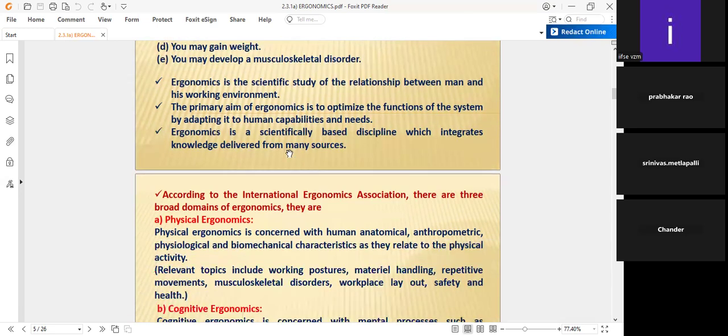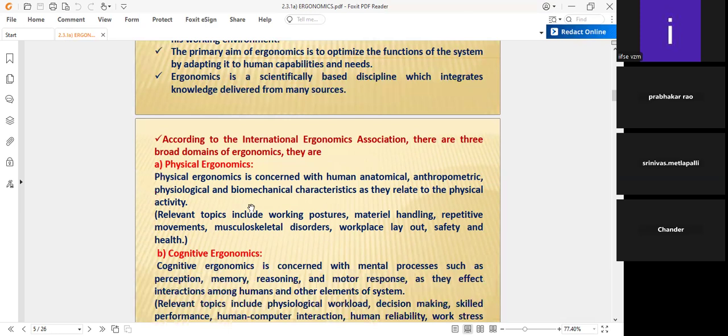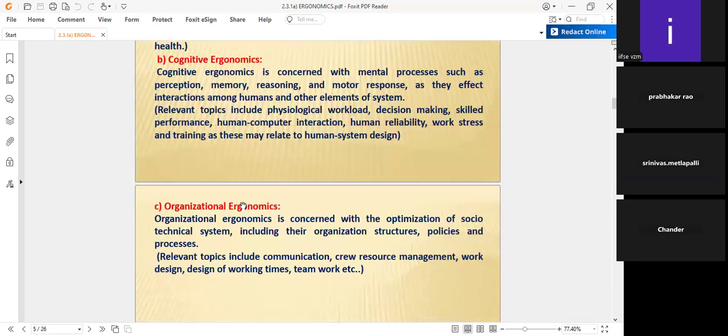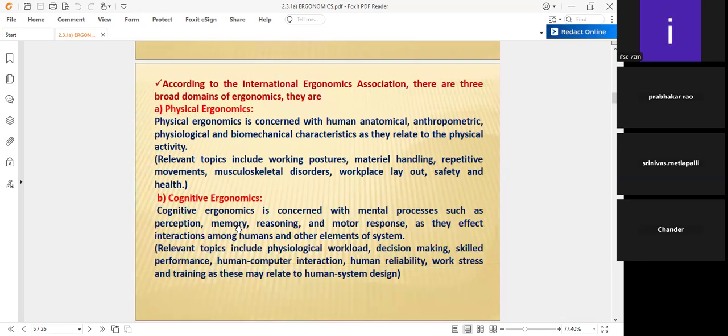According to the International Ergonomics Association, that means IEA, there are three broad domains of ergonomics. They are physical ergonomics, cognitive ergonomics, and organizational ergonomics. Here, physical ergonomics is the concern with human anatomical, anthropometrical, physical, and biomechanical characteristics as they are related to physical activity.